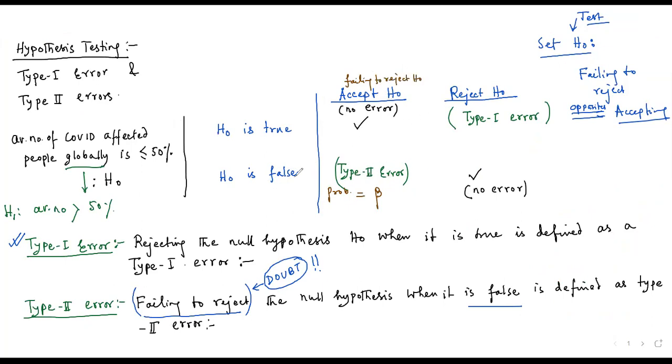Failing to reject the null hypothesis when H naught is false. So obviously, if the probability of this cell is beta, and you know the total probability is always 1, then the probability of this section is 1 minus beta. So what you are doing over here is rejecting the null hypothesis when the null hypothesis is false. And this sort of probability is known as the power of the hypothesis testing. It is called the power of the test, or power of a statistical test.